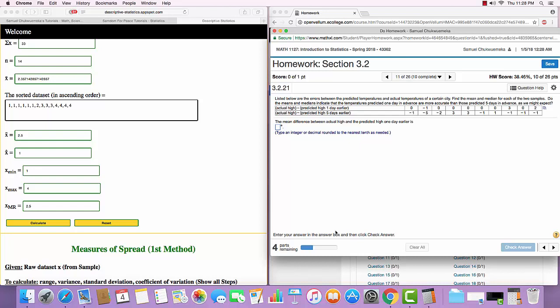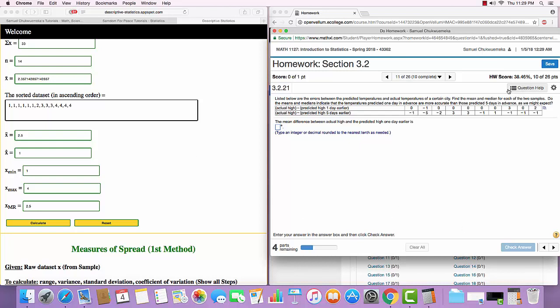Question 11, StatCrunch. Listed below are the errors between the predicted temperatures and actual temperatures of a certain city. Find the mean and median for each of the two samples. Do the means and medians indicate that the temperatures predicted one day in advance are more accurate than those predicted 5 days in advance, as we might expect?